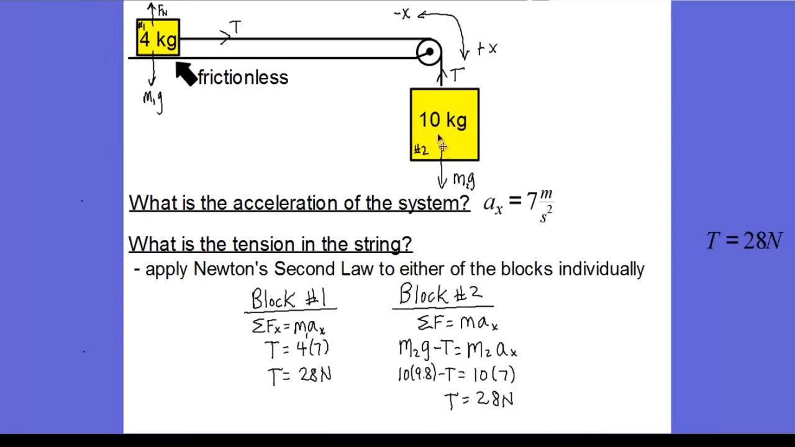Or I could have looked at this 10 kilogram block. It has two forces acting on it in the x direction. Its weight in the positive direction, the tension in the negative direction, and those sum of forces act to accelerate mass number 2, which is 10 kilograms at 7 meters per second squared. And so using block 2, I arrive at the same answer, that the tension is 28 newtons in the string.